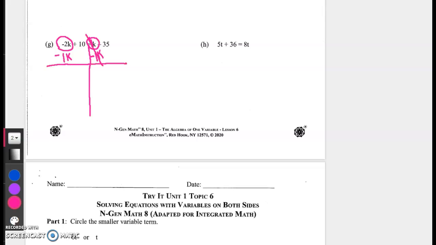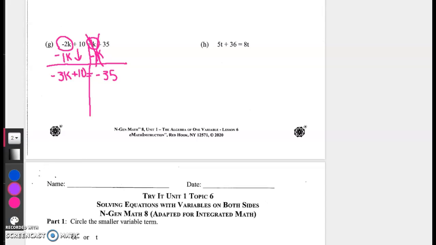This cancels out. Be careful there, our minus almost got covered up. My negative 35 comes down. My equals is going to come down. Over here, when I have a negative 2k and I subtract 1k from it, I get a negative 3k. And then this plus 10 has to drop down. Okay, so when we get to that point, it should look like a regular two-step equation now.